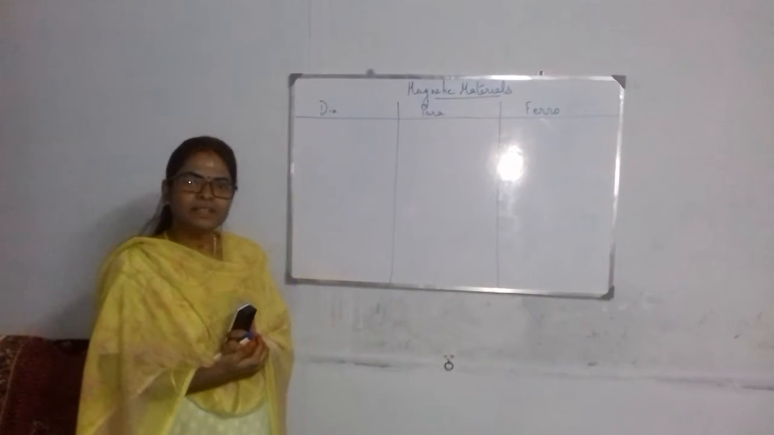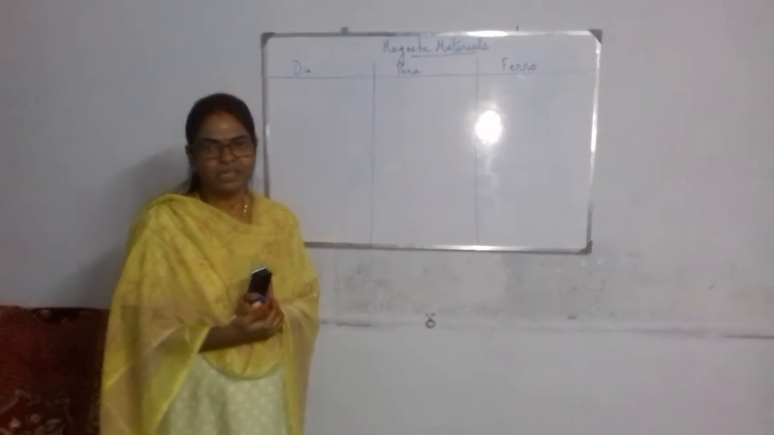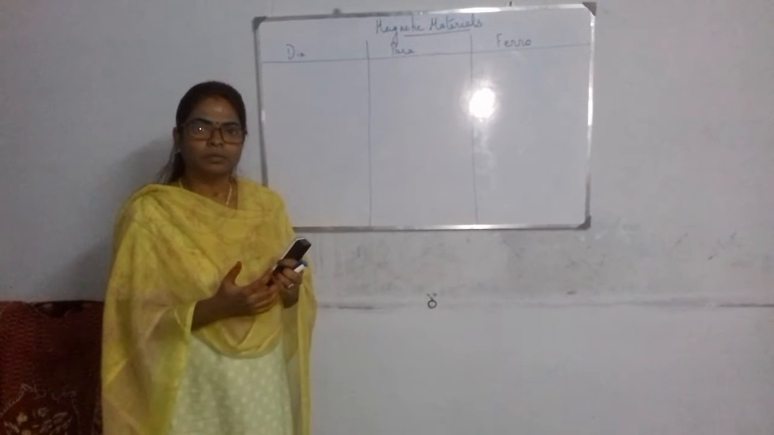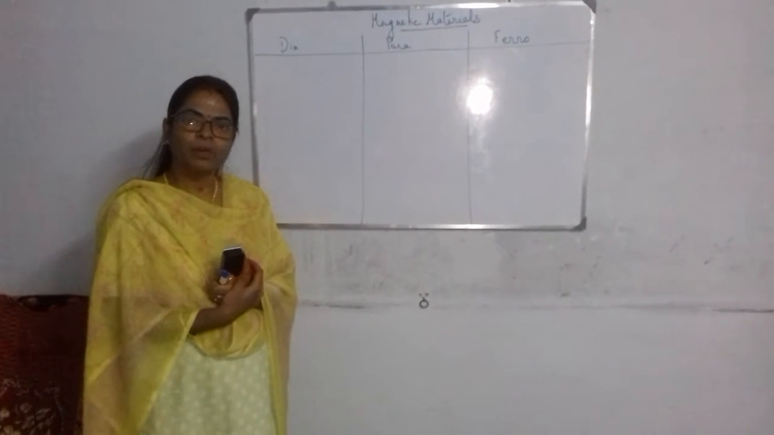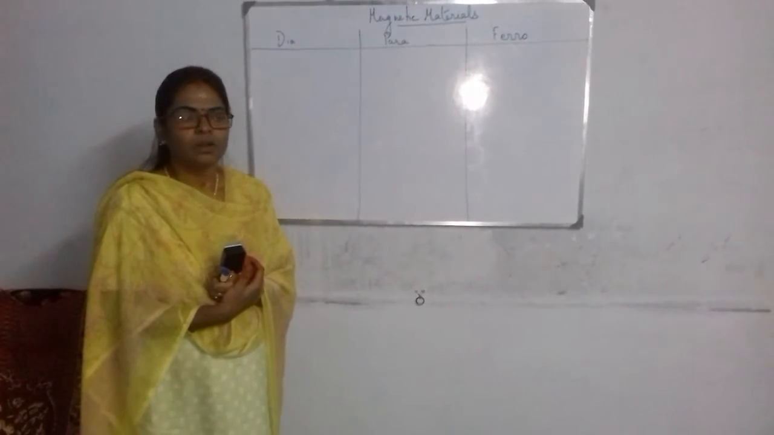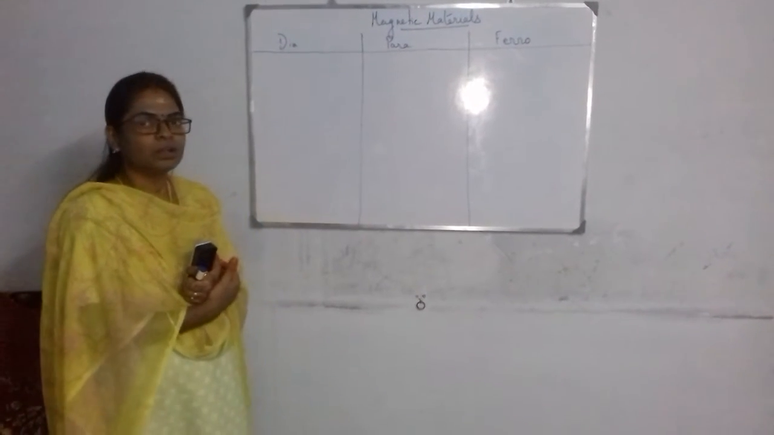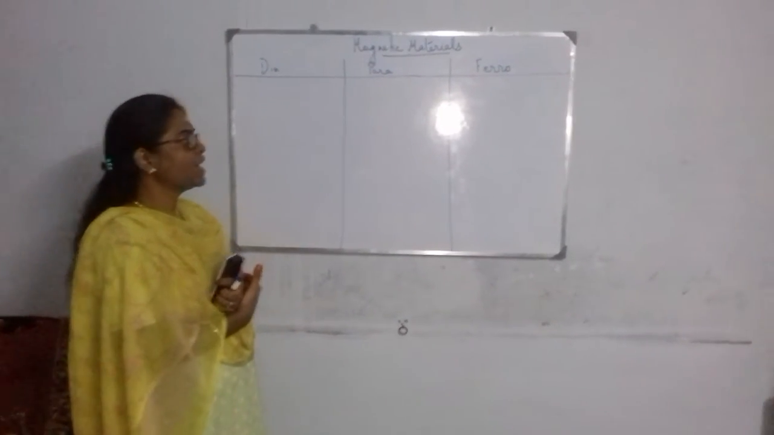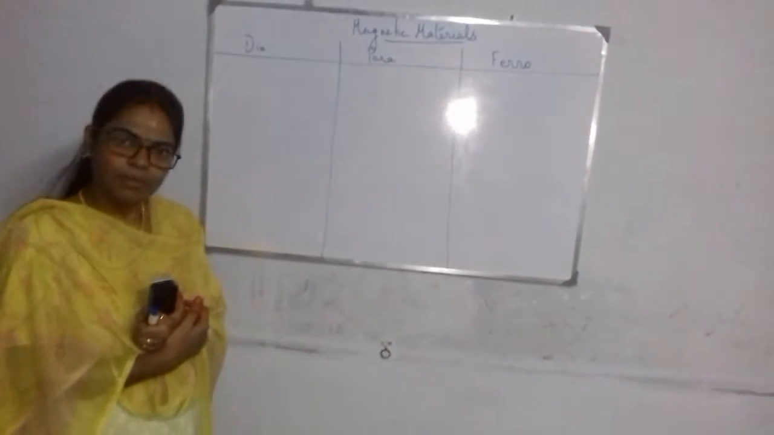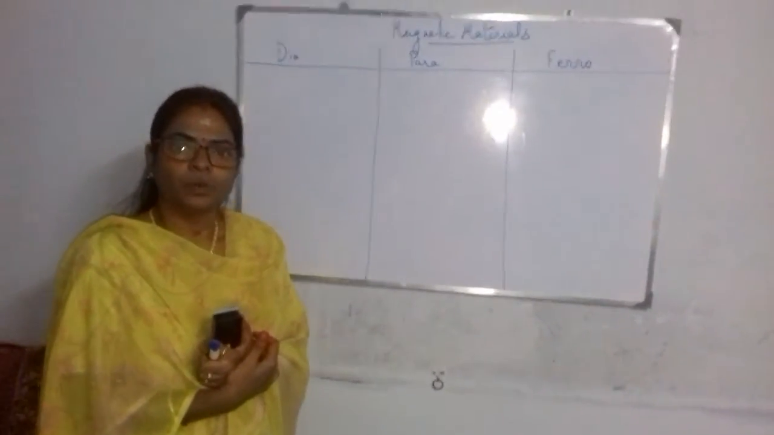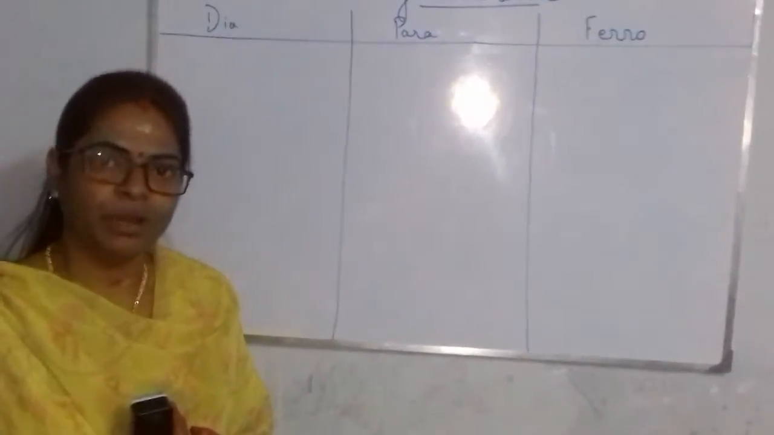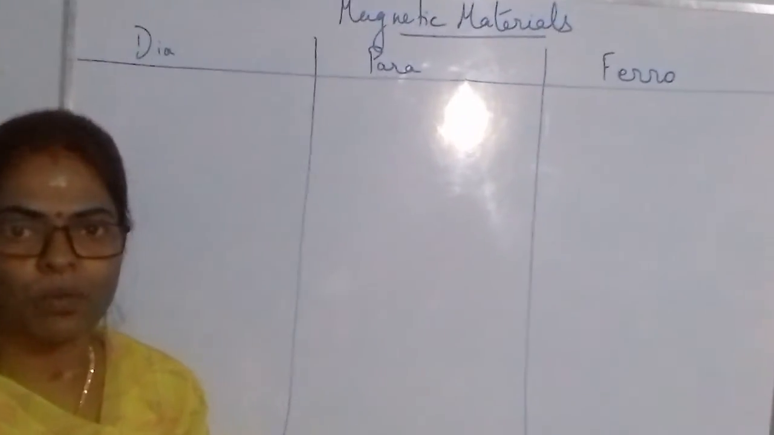Good morning everybody. In this video we will see about magnetic materials. So how are materials classified depending upon their magnetic properties? The three broad categories are dia, para and ferro. There are some other types called antiferromagnetic and ferrimagnetic materials. We will see them one by one.